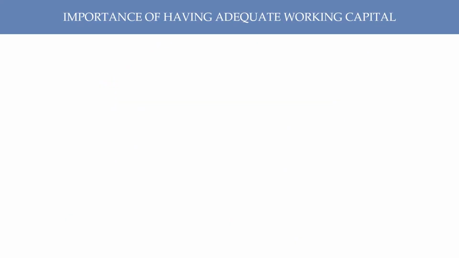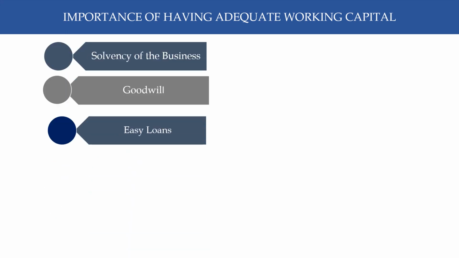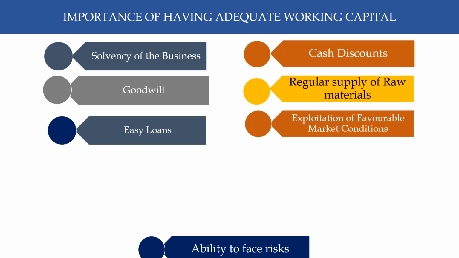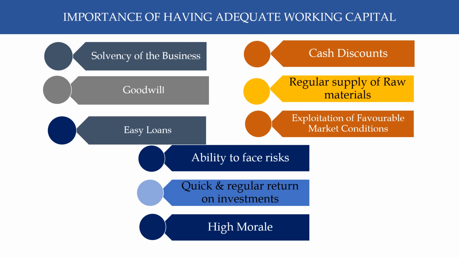Next title is Importance of Having Adequate Amount of Working Capital. Any business enterprise needs working capital. It is referred to as the lifeblood of any business, without which it's very difficult to continue the business. In this connection, I would like to stress the fact that having an inadequate amount of working capital and excessive working capital are both dangerous. So any enterprise should have an adequate amount of working capital.